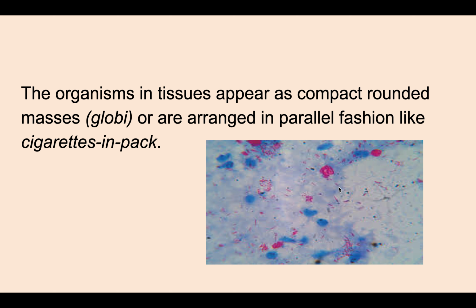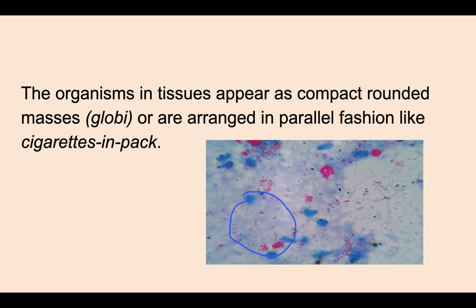Now how does the organism look like? You have pink, magenta colored bacilli, and these organisms can be present in masses also. When they are present in round masses, it is known as globi, and they can also be arranged in parallel fashion. This is known as cigarettes in a pack fashion. So these are the two appearances by which the organism looks.